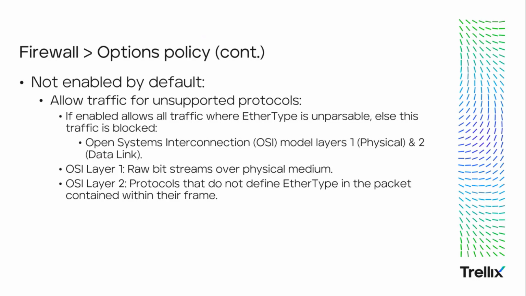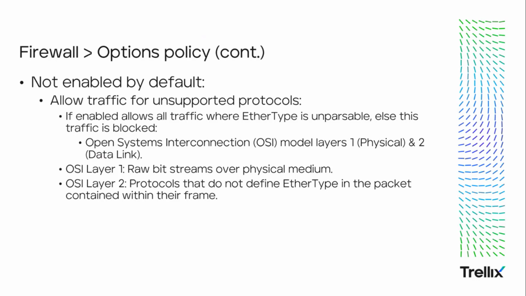Essentially, if this is enabled, it allows all traffic, and it's a binary, it's allow or it will block all traffic where the ether type is unsupported. If the ether type is unsupported and you have this enabled, then that traffic would be allowed across the firewall. Whereas if this is not enabled, then that traffic would be automatically blocked.